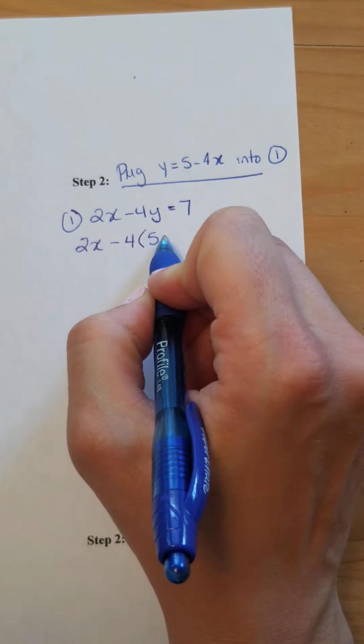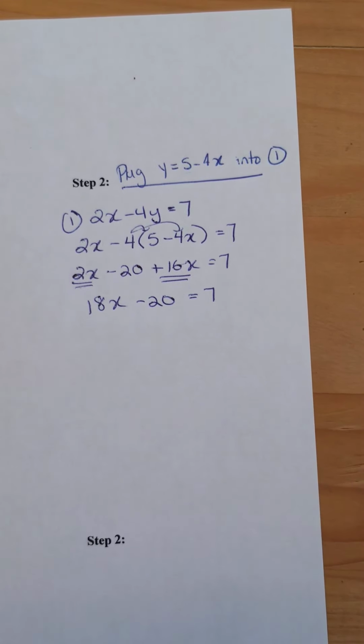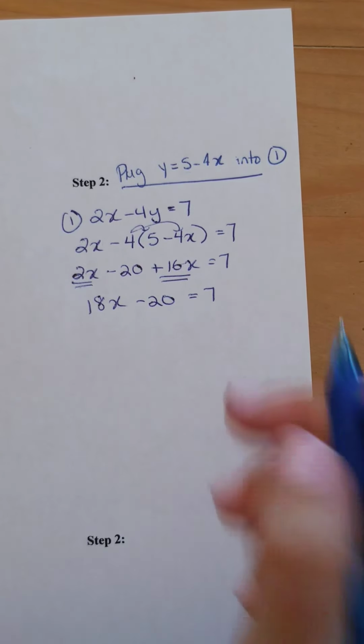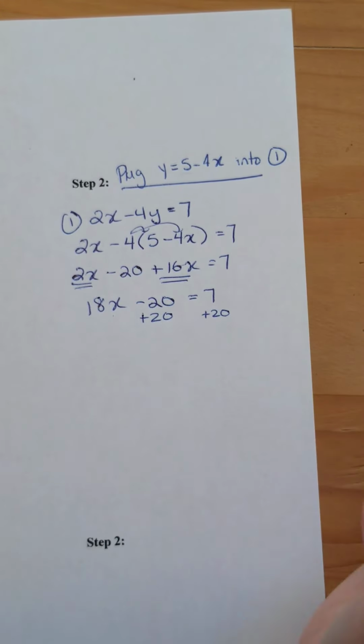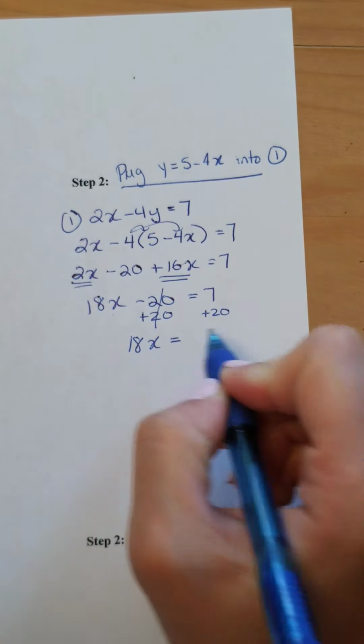And now you have only x's left in the equation, which means you can solve for x. So I'm going to distribute that negative 4 into the bracket to get negative 20 plus 16x equals 7. I have 2x plus 16x. That gives me 18x minus 20 on the left-hand side equals 7. Again, I need to solve for x. So 18x minus 20 equals 7. I want to solve for x. So the first thing I'm going to do is get rid of that minus 20 by adding it to both sides so that that goes to 0, which gives me 18x equals 27.